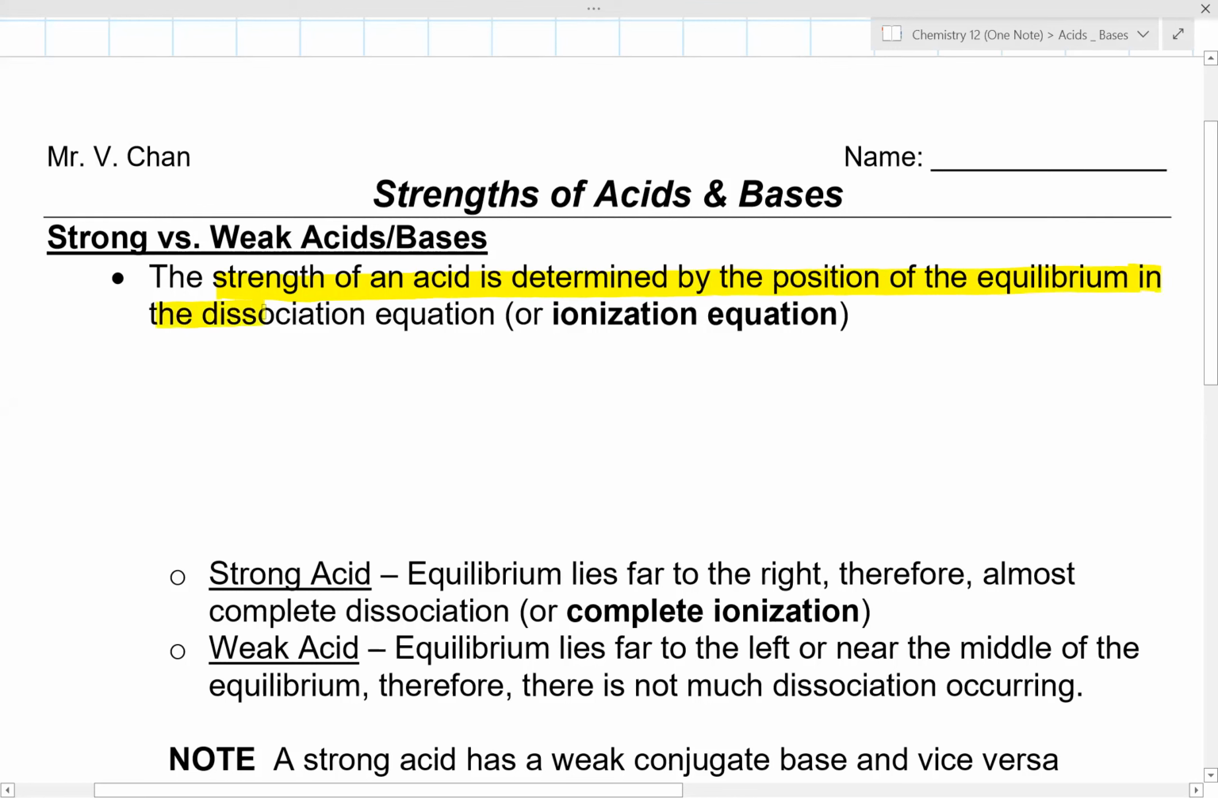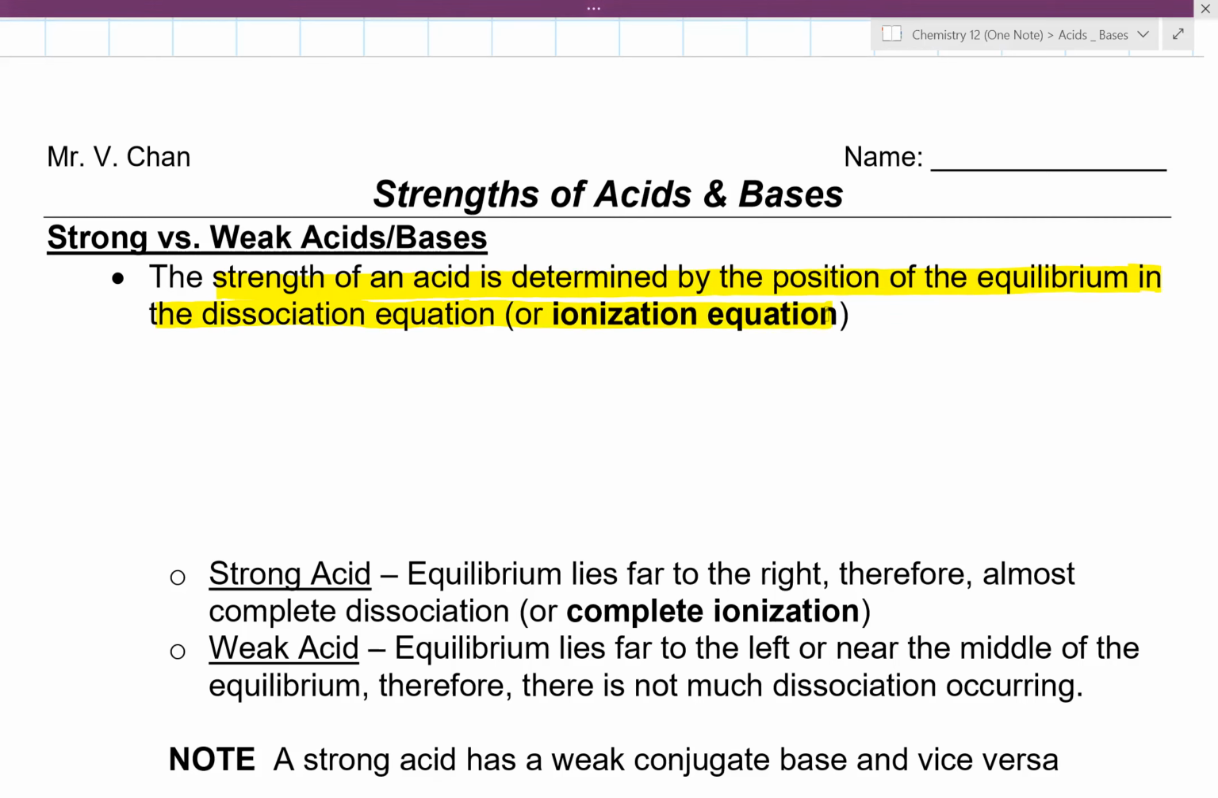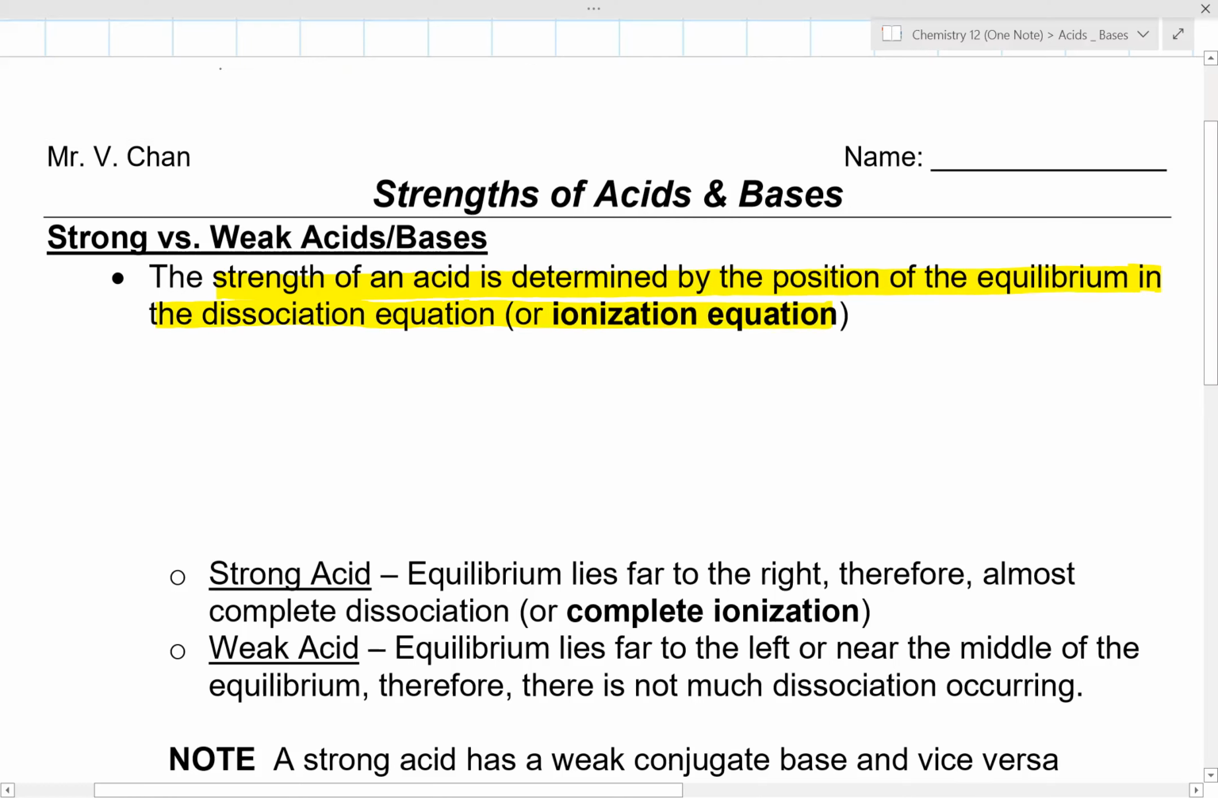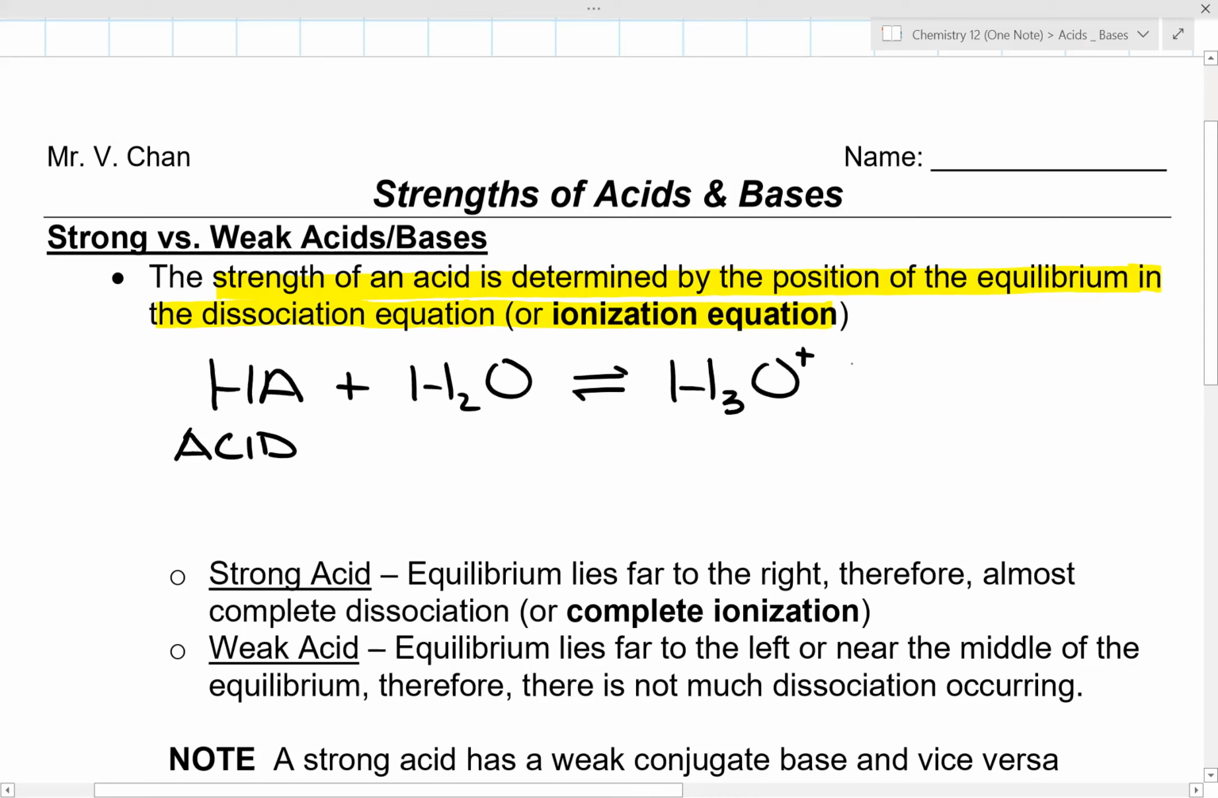Now, we use the word dissociation if we're looking at the Arrhenius acid and base definition, or we use the term ionization equation when we're talking about Bronsted-Lowry. Now, what do I mean by this? So let's say we take an acid, HA. Now, HA is just a general term for an acid. So we have our acid here, and when we add it to water, it is in equilibrium to produce H3O+ and A-.